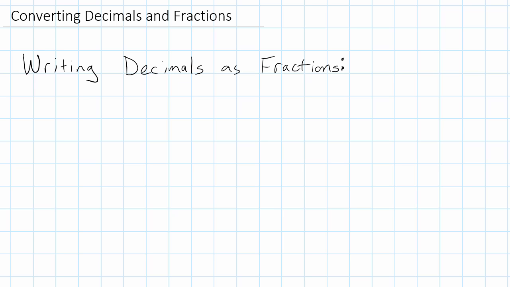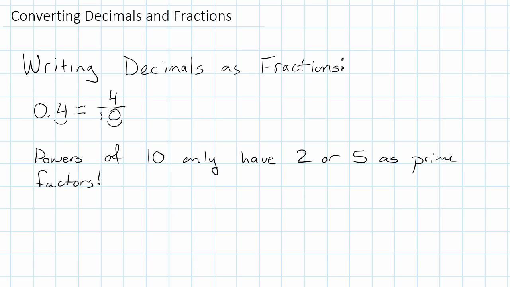Right, if we have, for example, the decimal 0.4, well, the numerator is just 4. It says so on the box. And we want 10 in the denominator. 1 digit after the decimal point, 10 in the denominator. Now maybe we want to simplify this, but notice, powers of 10 only have 2's or 5's as prime factors. So if we go to simplify this, 10 is easy to factor. 4 is pretty easy to factor too. So we'll have 2 times 2 over 2 times 5. We get 2/5.